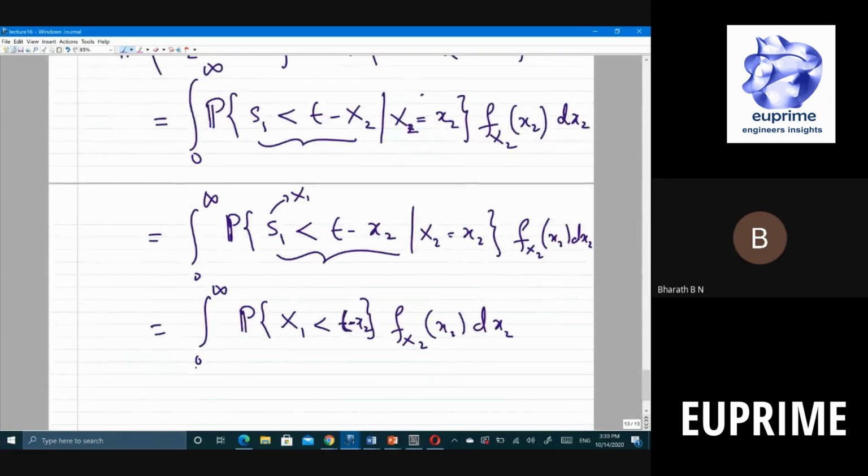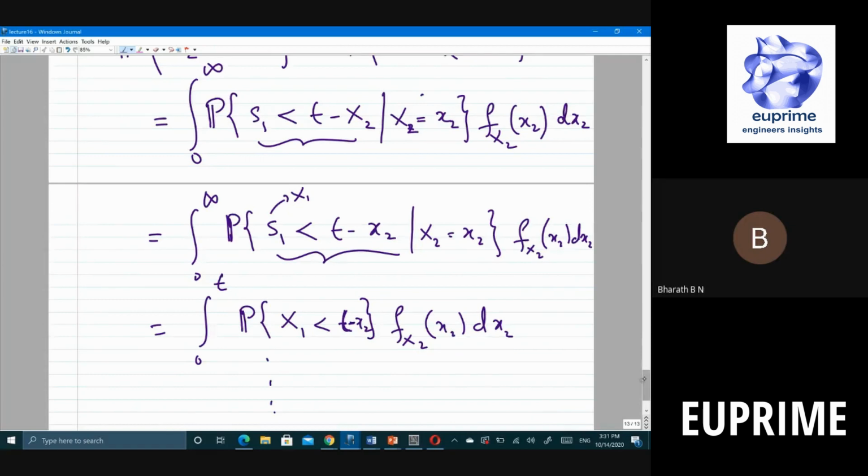See, if I start from 0, x2 is 0, it starts from t. As x2 goes to infinity, s1 is less than minus infinity, which is 0, right? You can go at most till, what? x2 can go up at most till T. Okay, so now can you find this?